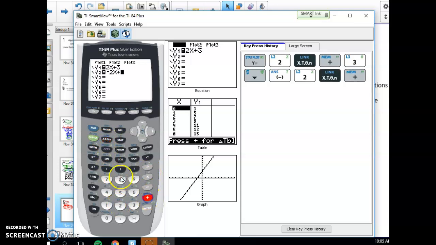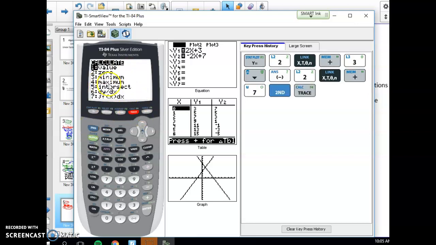plus 7. So it's the same problem, but we're using the calculator to solve it, and now we want to find where they meet. And I don't want to just look at the graph. I want to find exactly where they meet. So you press second and trace. And that brings up these options. Now, where they meet is where they intersect. All right, so that's option number 5. So either scroll down or hit option number 5.